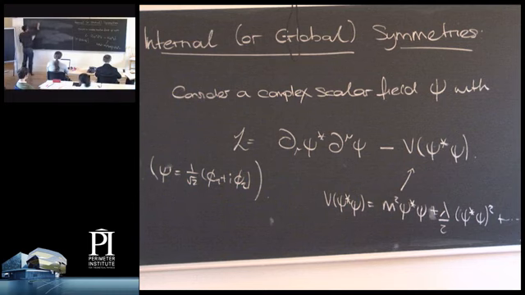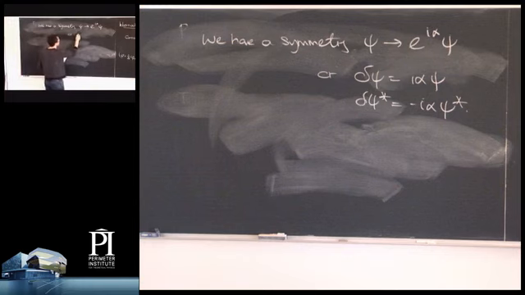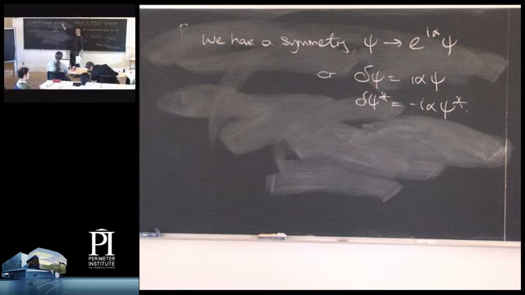So we have a symmetry, or in infinitesimal terms, okay, is everybody happy with this? Alpha here is just a constant. It's not going to depend on x. In some sense, that's what this word global means here. It's that alpha is just a constant, not a function of x.